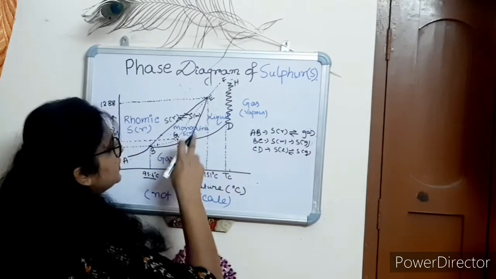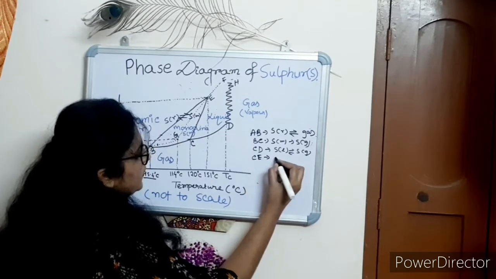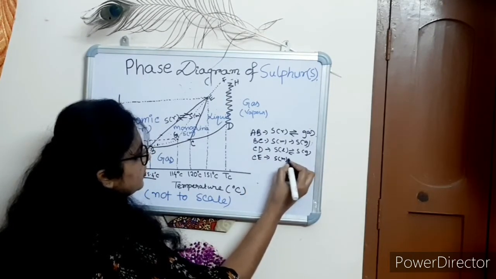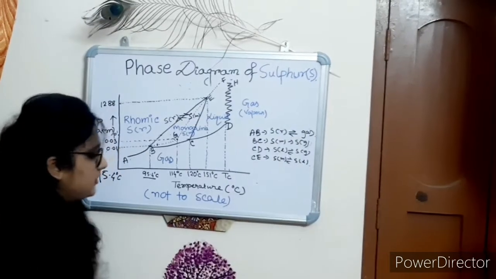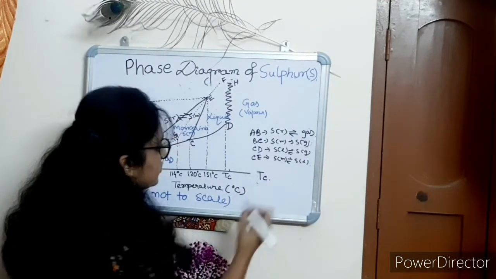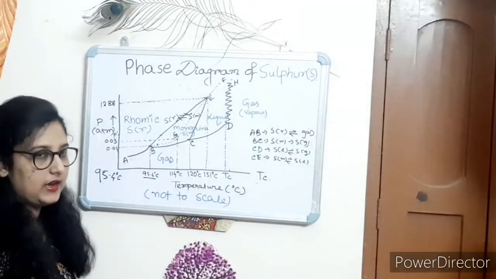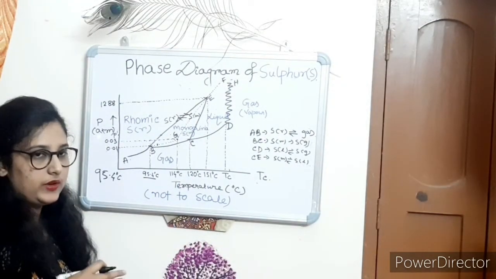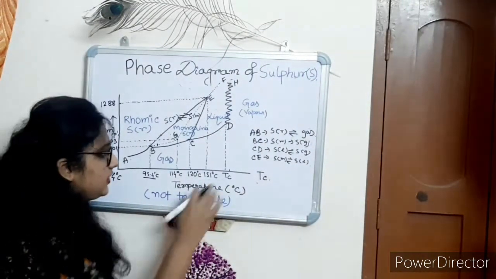And what else? The CE. CE is sulfur in the monoclinic state to sulfur in the liquid state. And there is a critical temperature which is denoted as TC. Up to that temperature the liquid state can exist, and after that temperature you can't get a liquid state, you can only get the vapor state. So this is the critical temperature.